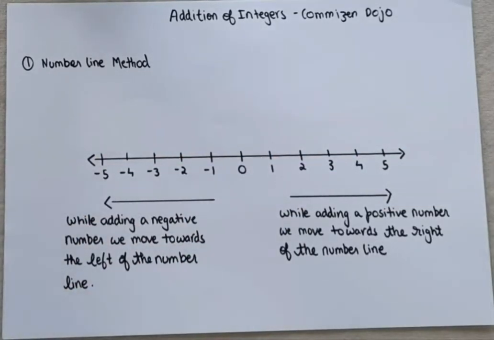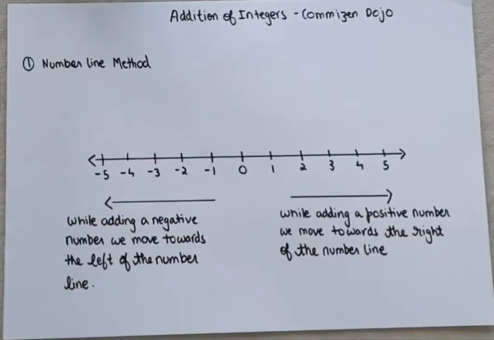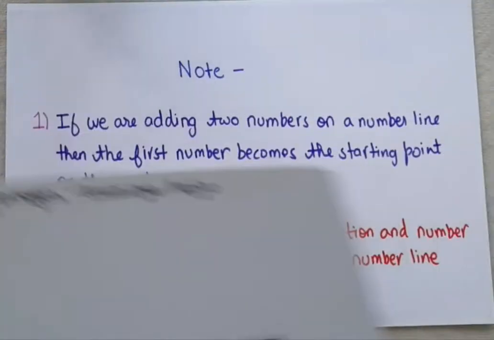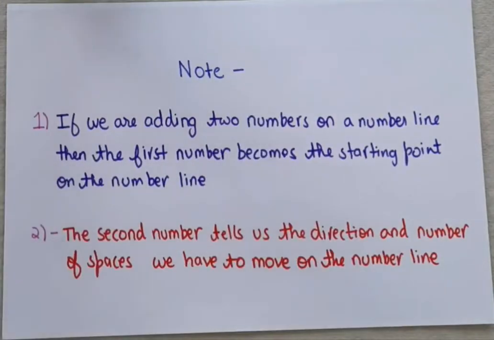And while adding a negative number, we move towards the left of the number line. While adding a negative number, we will move in the left direction, which is here, like this. Let's keep this in mind, and these two statements are extremely important. We'll be revisiting them. So two important pointers over here.